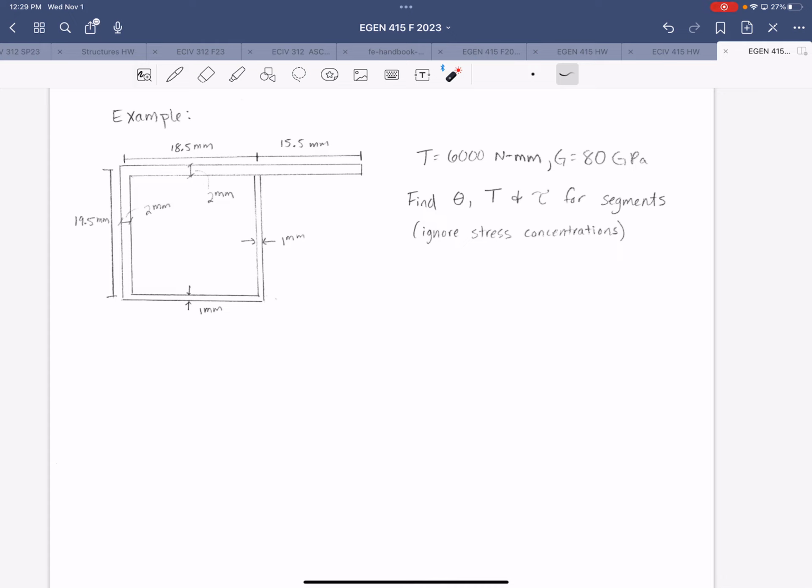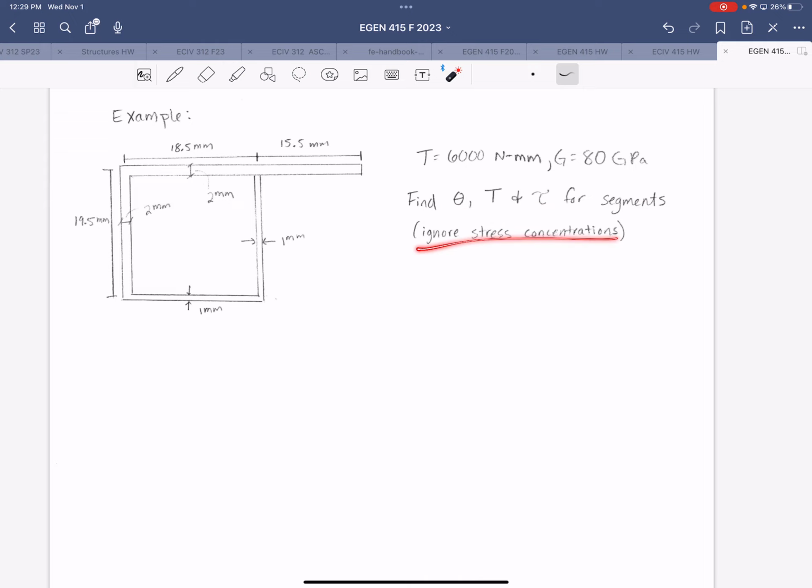So here we have a closed loop portion, and then the open-ended fin is this one segment right here. We have all straight line segments, and each individual segment has a constant thickness along its length. We do have some varying thicknesses between segments, so we'll just have to keep a note of that when we do our calcs. The applied torque is given as 6,000 Newton millimeters, and the material property for shear is 80 gigapascals. We're looking to find the rate of twist, the torque, and shear stress in each segment.